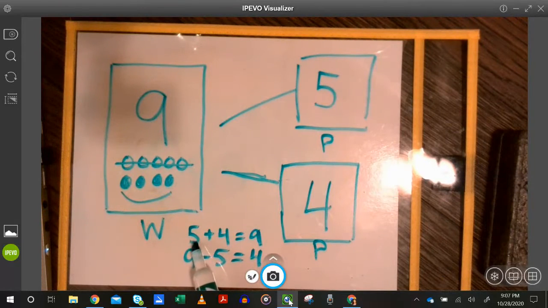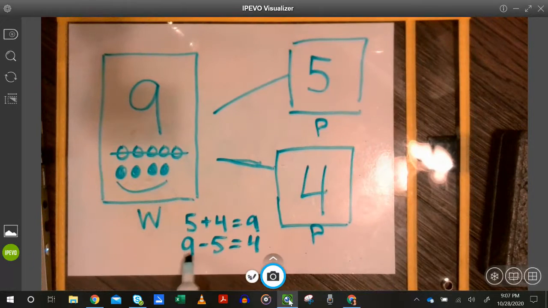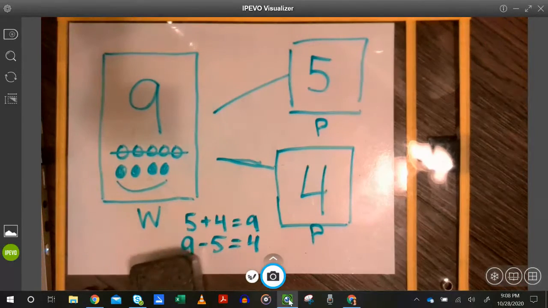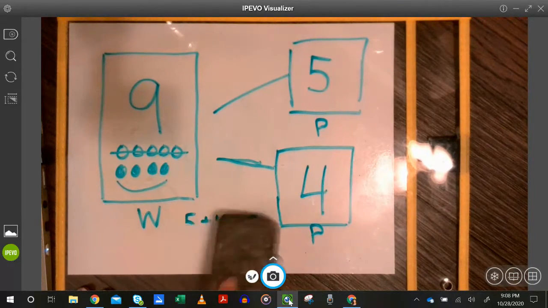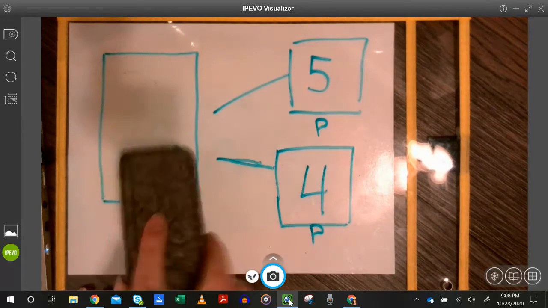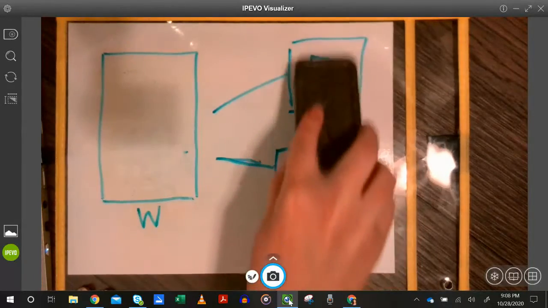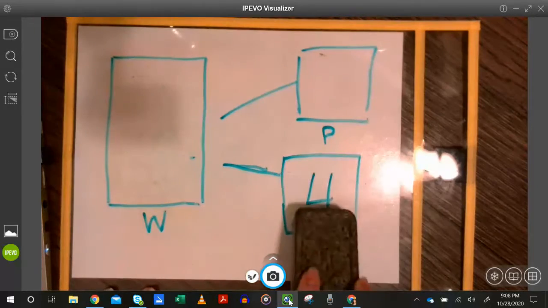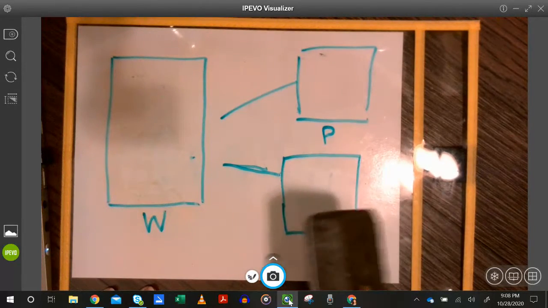Okay, so you can see if you know the addition, you can turn it around and it becomes subtraction. And that is called being a fact family. Okay, when we can use the same numbers to write different addition and subtraction facts, we know they are in the same fact family. Okay, so I'm going to erase my parts and my whole here.